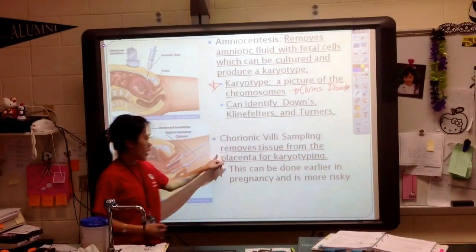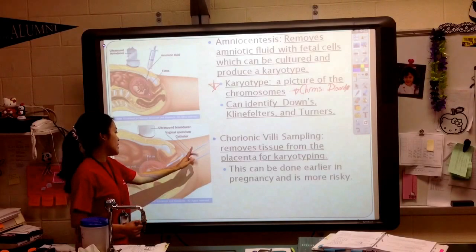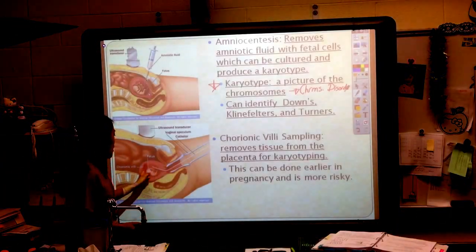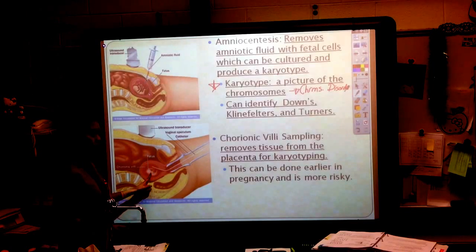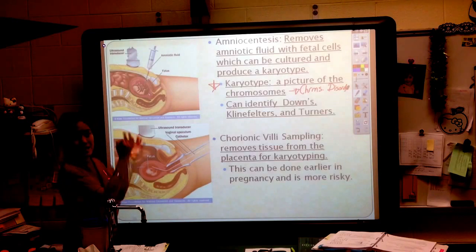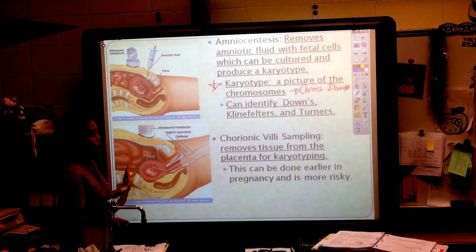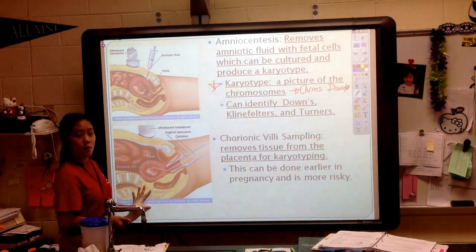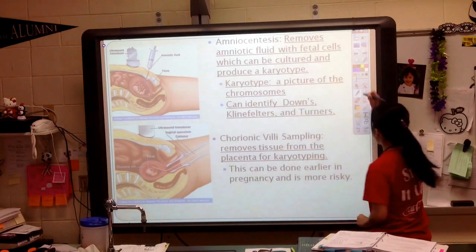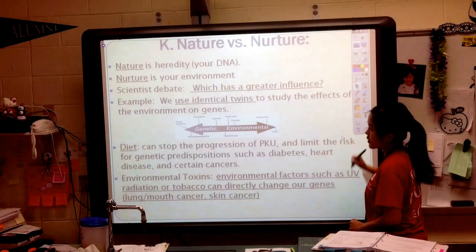Then we also have chorionic villi sampling, and this is where you'll actually have to get tissue material from the uterus of the female, from the placenta, which is inside of the uterus. That's the sac that the baby is inside of, for a karyotype, but this is a lot more risky. And we'll talk about more of that in class later on.